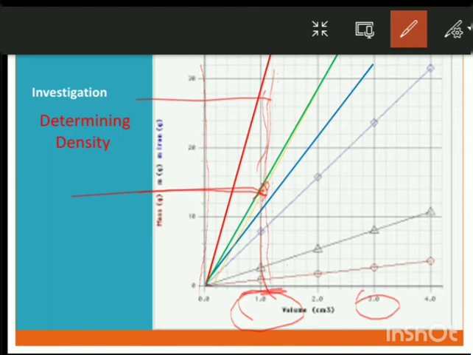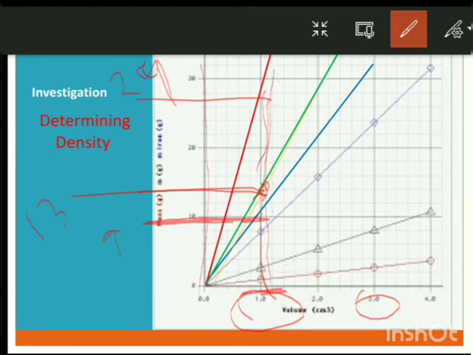Now this is for the blue color. So this is for blue and it is close to 9 gram. Here I have 13 gram and here I have 24 gram.